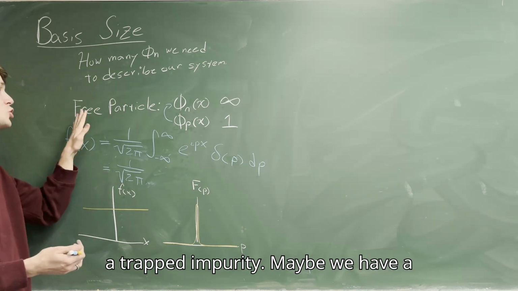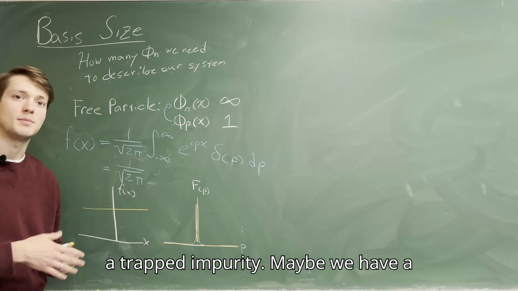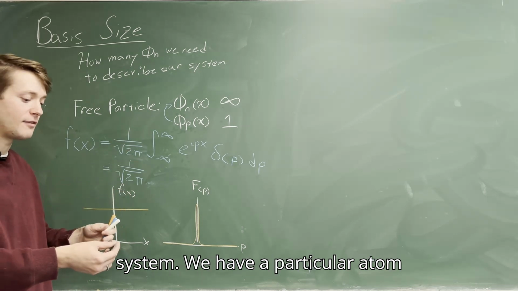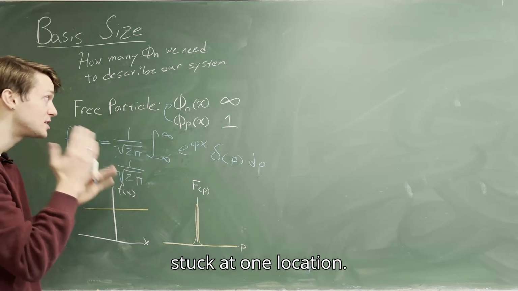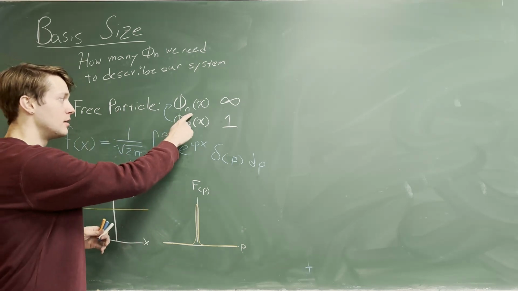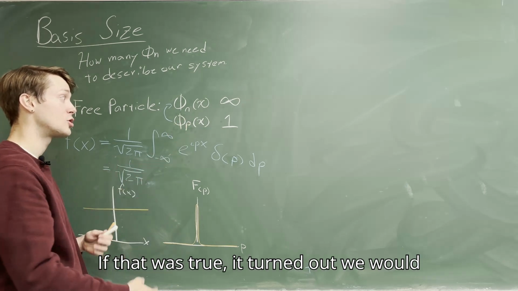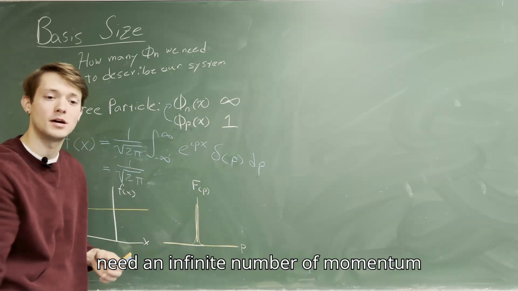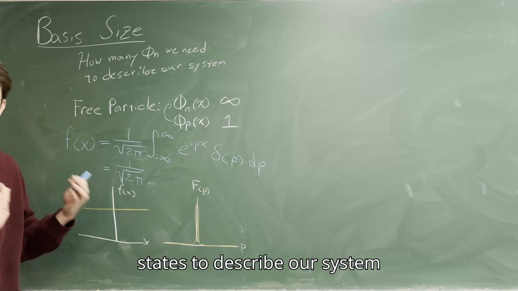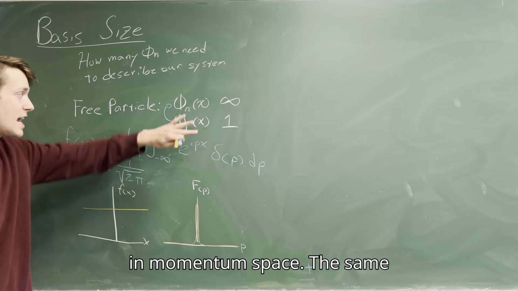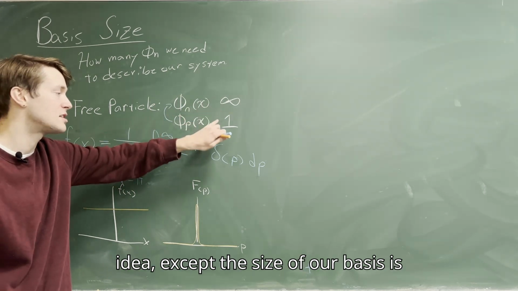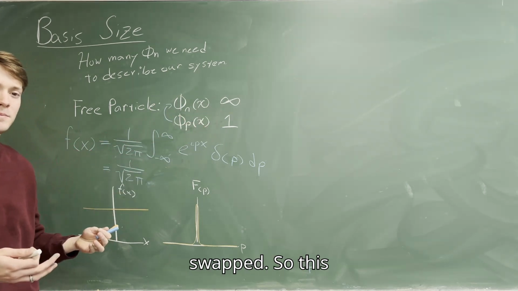We could look at a trapped impurity. Maybe we have a system, a particular atom where there is an electron that's bound, stuck at one location. If that was true, it turned out we would need an infinite number of momentum states to describe our system in momentum space. The same idea, except the size of our basis is swapped.